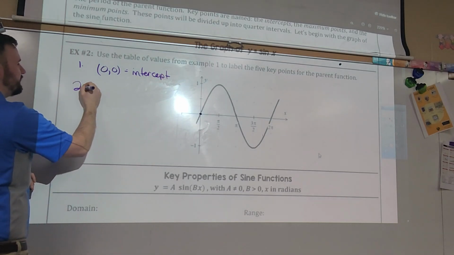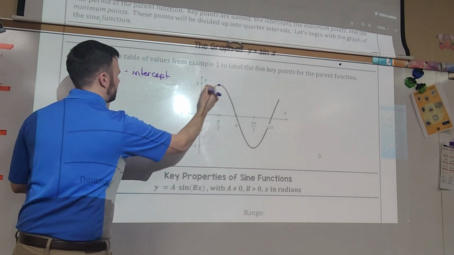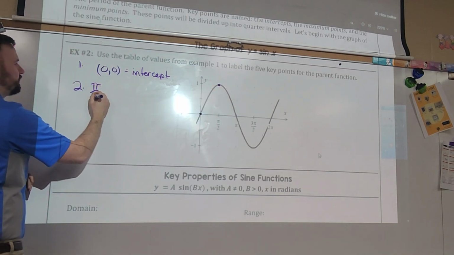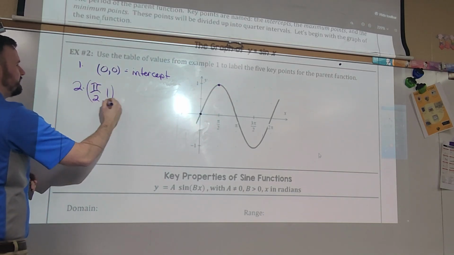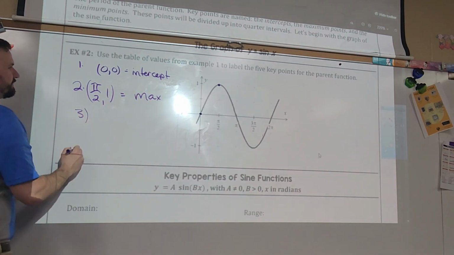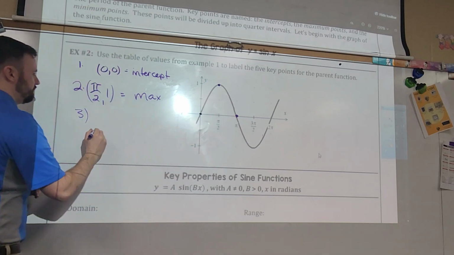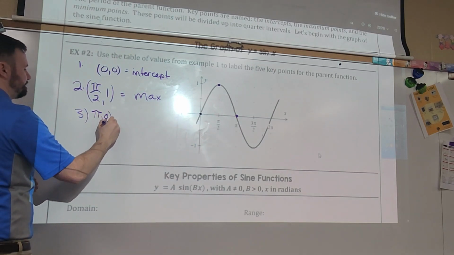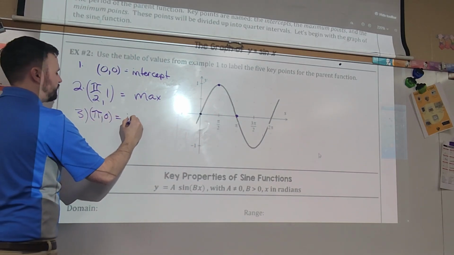My second key point is going to be pi over 2, 1, which is a max. The third point is going to be pi, 0, which is an intercept.